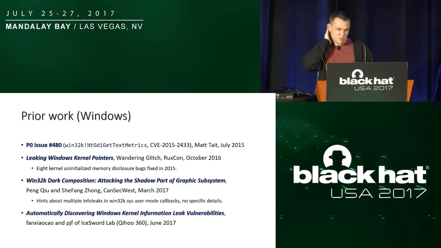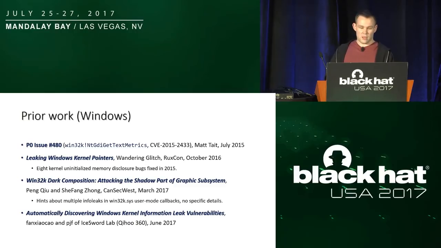Interestingly, there hasn't been too much work within that space on Windows. According to my best knowledge, people started to take interest in this kind of issue something like 2 years ago. We have this one issue in the Project Zero tracker discovered by Mateusz Jurczyk. Then we have a presentation given by Wandering Glitch last year about several uninitialized memory disclosure bugs fixed in 2015. And we have two more.